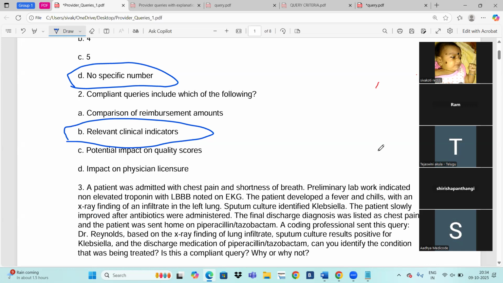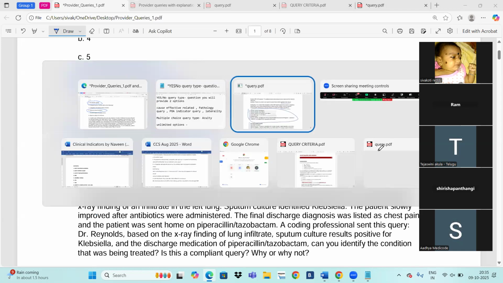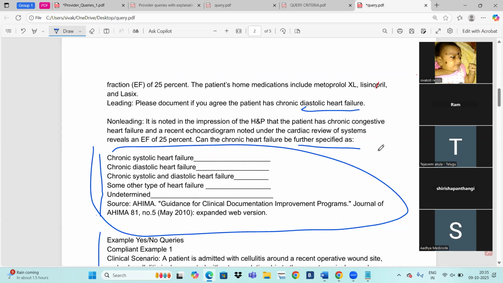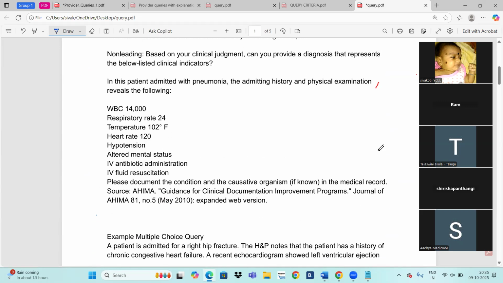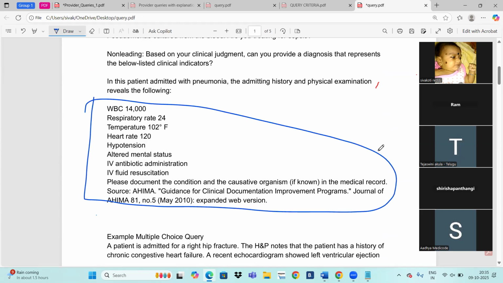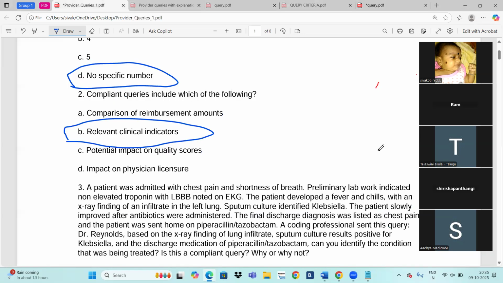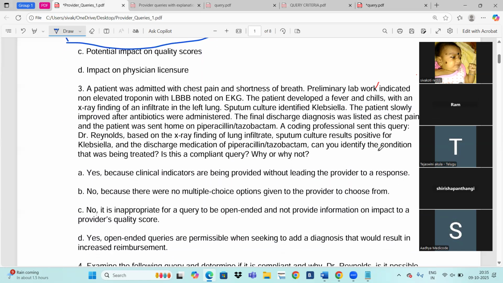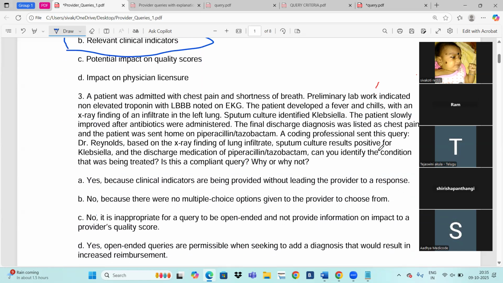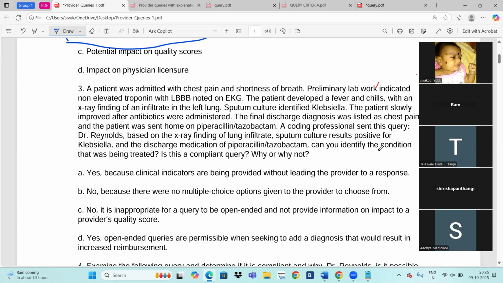So these are all you see now in the compliant version. Compliant means non-leading. We need to mention all the indicators, for which conditions they are supporting. We need relevant clinical indicators while raising a query for the compliant version. Next, tell me, is this format a compliant query? Why or why not? Read carefully and answer. Those who already know the coding and these queries, just watch.